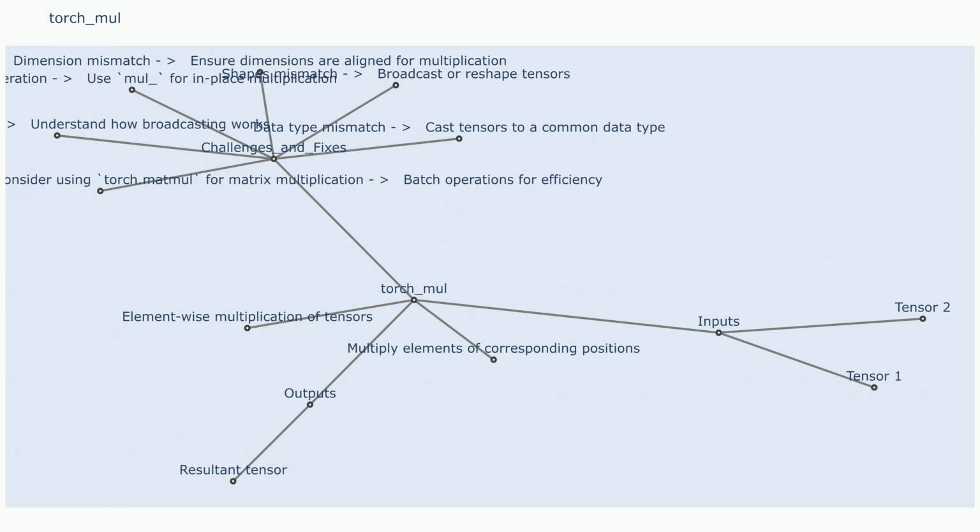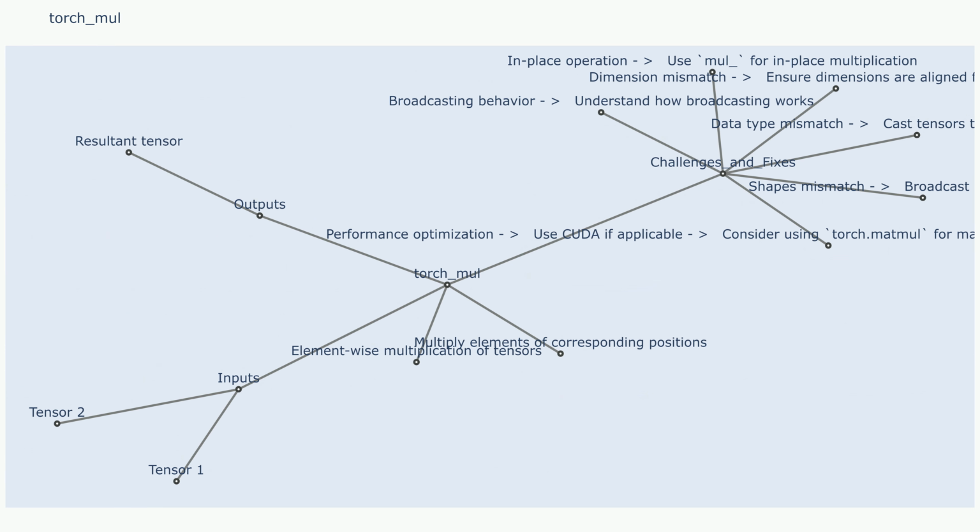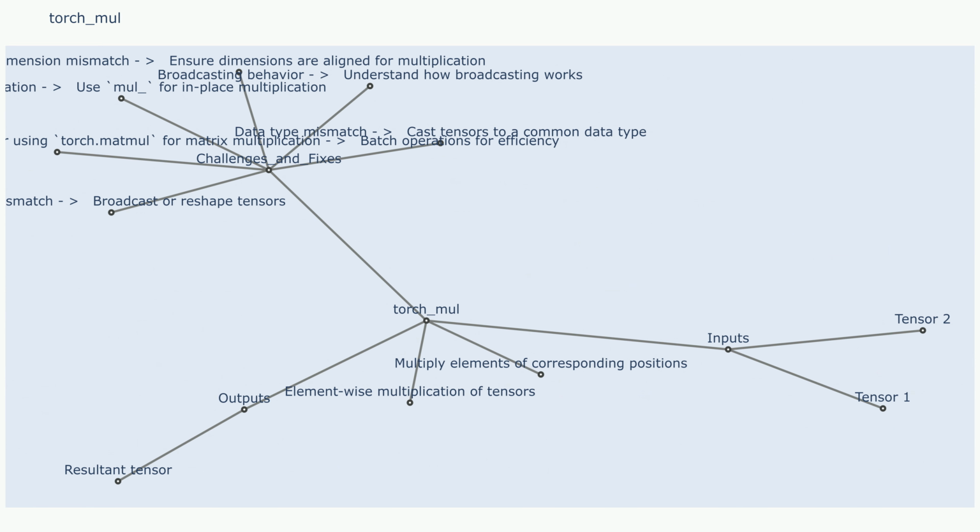Challenge 3: performing multiplication between tensors that have different shapes and are not broadcastable. Sample use case: multiplying a 2 by 3 tensor with a 3 by 1 tensor. Fixes: implement the strategy for multiplication that aligns with your desired behavior. For instance, you could use matrix multiplication, torch.matmul, if that is more appropriate, or use more explicit indexing and reshaping techniques to achieve the intended outcome.